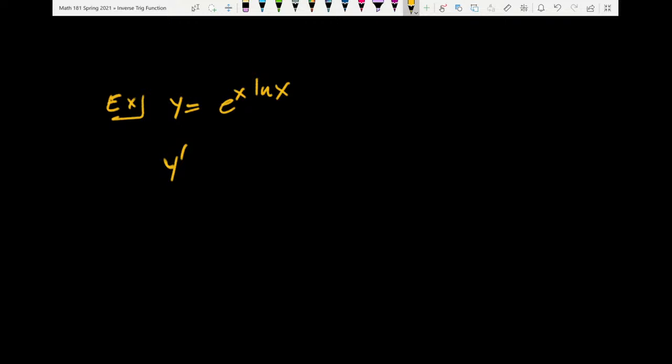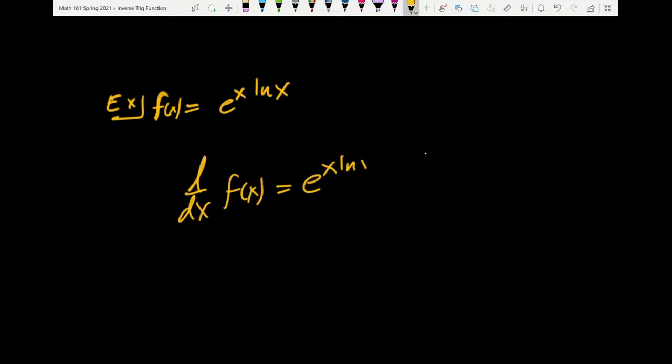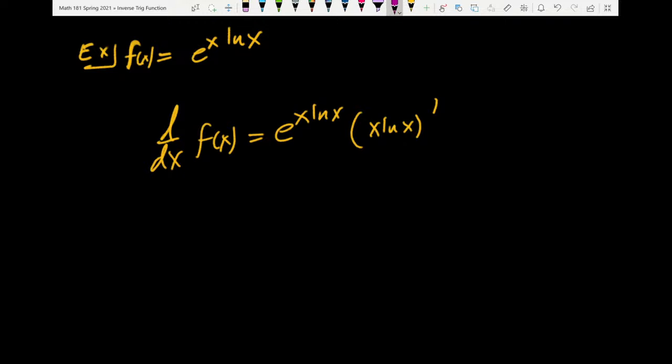All right, so let's look at this. Let me rewrite the problem this way. So what's the derivative of f of x? The derivative of that is just x to the natural log of x, and then we take the derivative of this x natural log of x. That's the one we need to look at. What's the derivative of that?